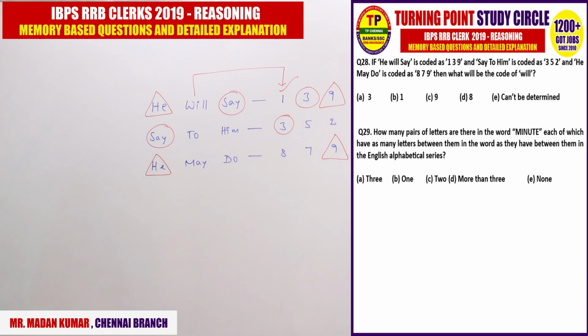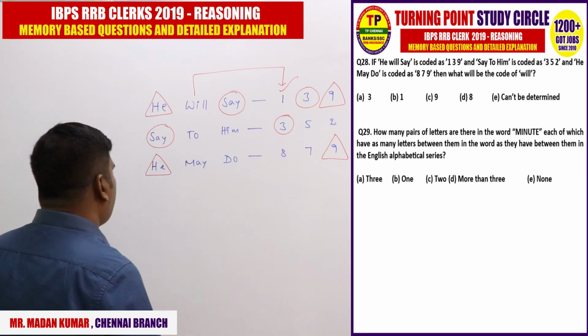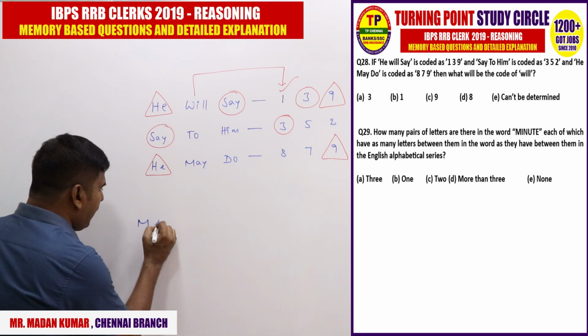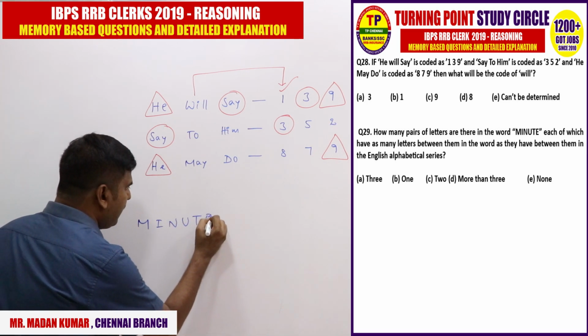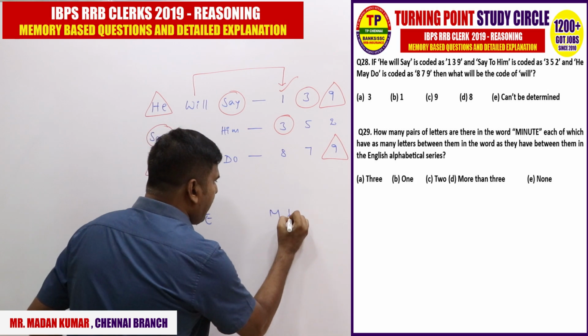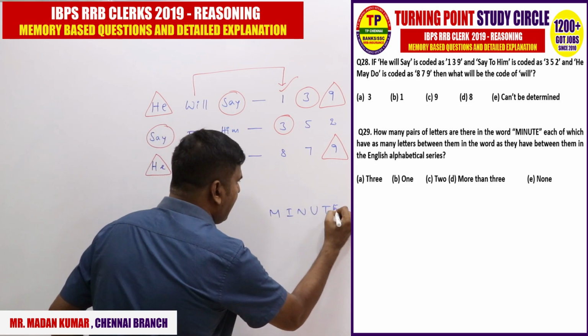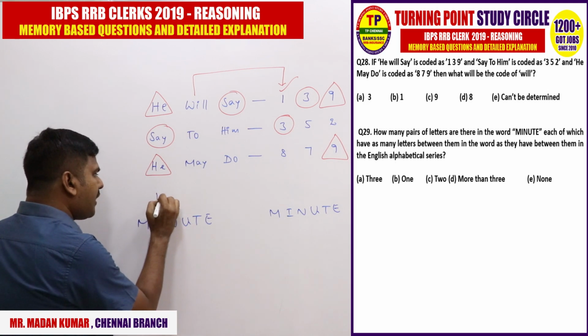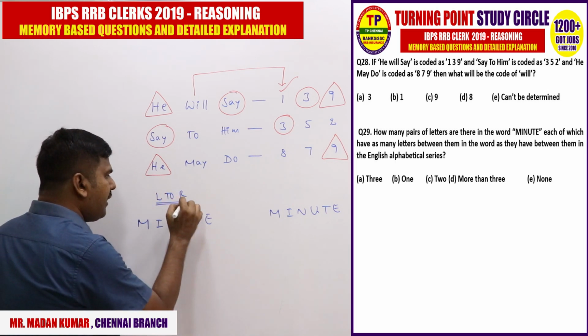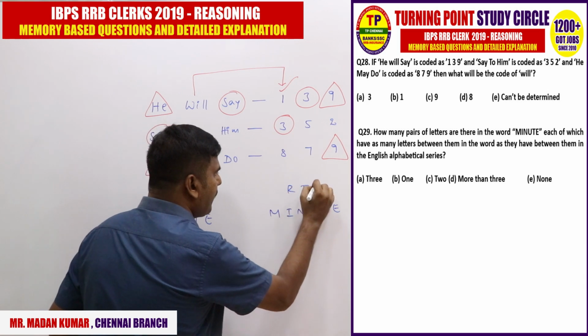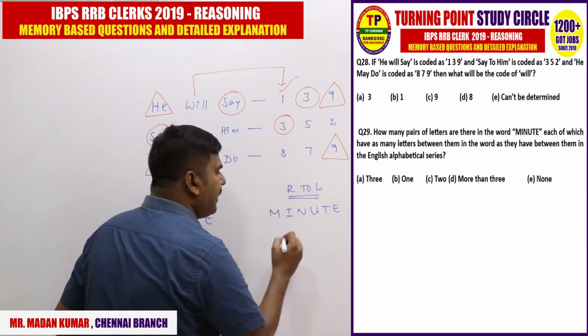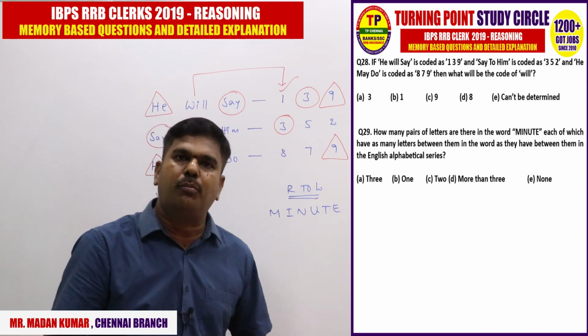Come to the next one. How many pairs of letters are there in the word MINUTE, each of which have as many letters between them in the word as they have between them in the English alphabet? Now, how to solve these types of problems? Just write it down: M-I-N-U-T-E, and M-I-N-U-T-E again. I am writing it two times. One is counting from left to right, another from right to left. Whenever nothing is mentioned, we need to count both sides.